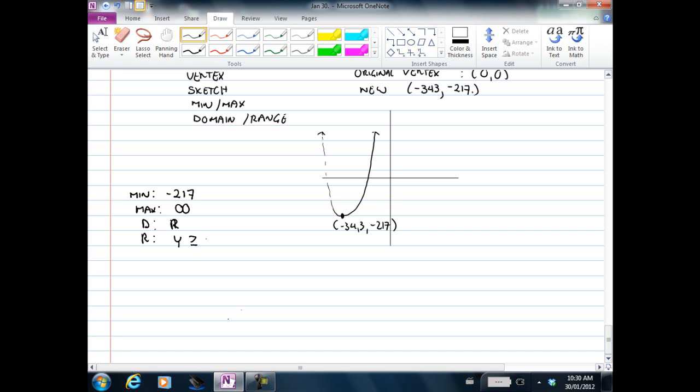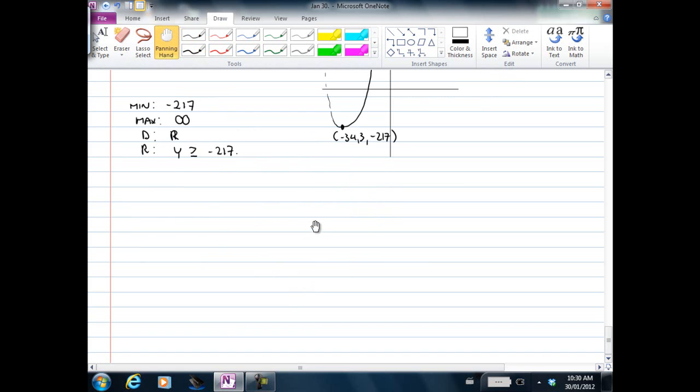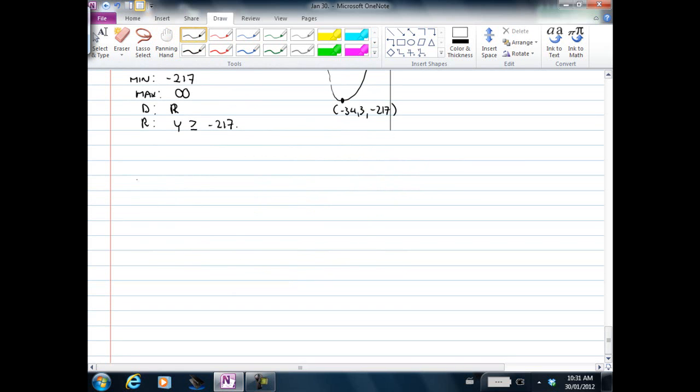What's the magic number? Oh, not 0. So to figure out what it is, look at this one. What's the lowest value you can have for y? Negative 217. That's how we do this. One last one, then I'm going to give you some assignments to do. Again, you can do this quickly on your own now.